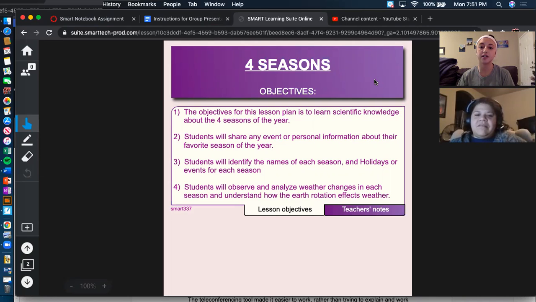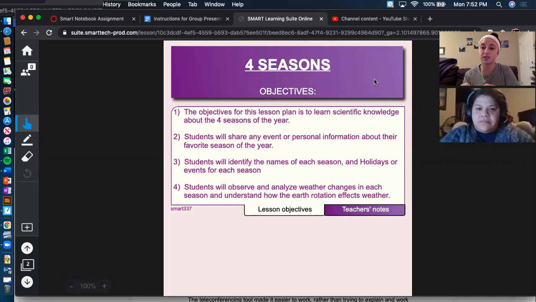Students are going to share personal information, so they can share their background info, they can share what they do with their family so they can tie in some of their interests. Students will also be able to identify the seasons and the months that these seasons are in, as well as observe and analyze weather changes in the seasons and understand how Earth rotation also affects the seasons and the weather.